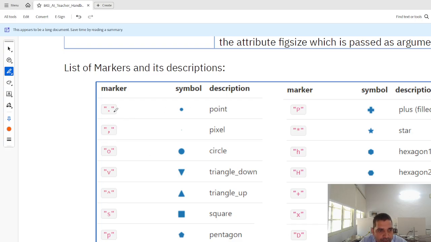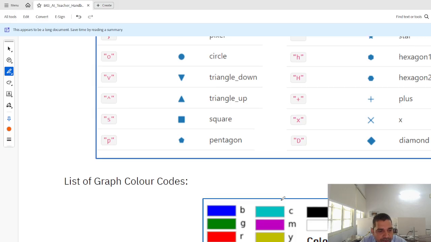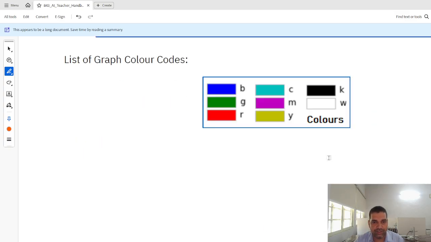For the point you will use dot, for the pixel you use comma, for a circle you use o, for the triangle down you use v, for the triangle up you use this symbol. For square s, for the pentagon p, for plus, for star, hexagon h, like this. For the x marker x, for diamond d. Now color codes are also given. For the color code, b for blue, g for green, r for red, c for cyan, m for magenta, y for yellow, k for black, w for white. These are the color codes you have to use.